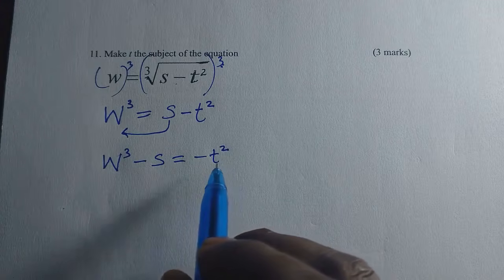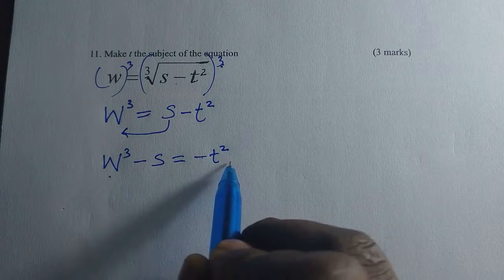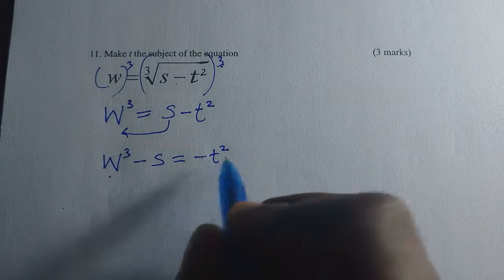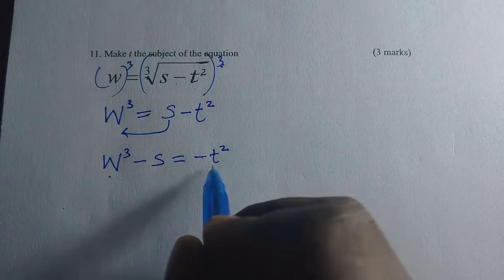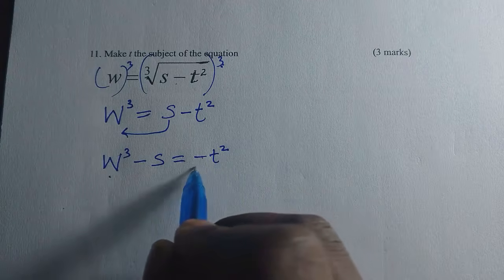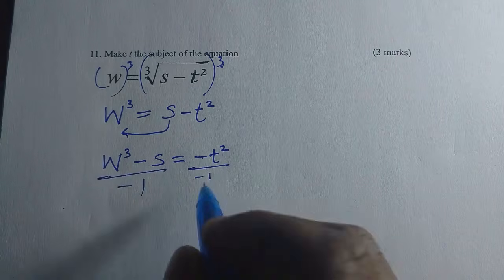Or you can bring this on this side and this on this side. So now we can continue with what we have. Remember, we want t. So how do we get t? We want t to be positive. Therefore, we divide by -1. That's one way. We divide by -1. So the t is going to be positive.